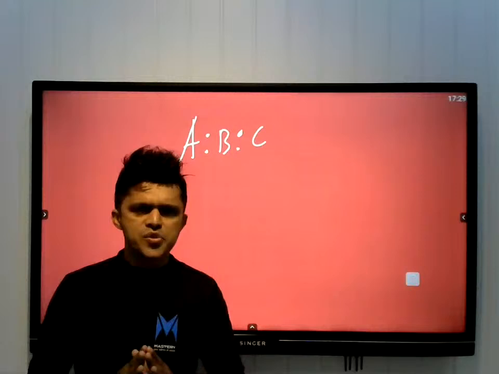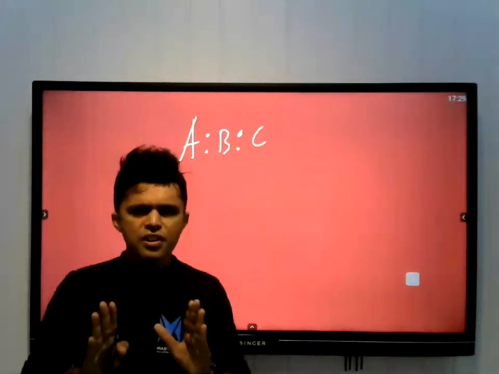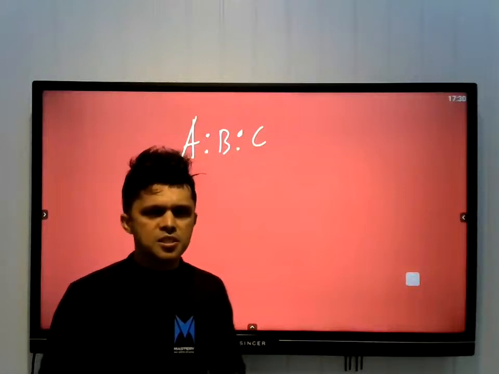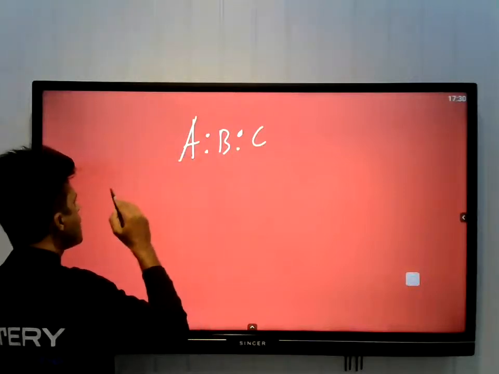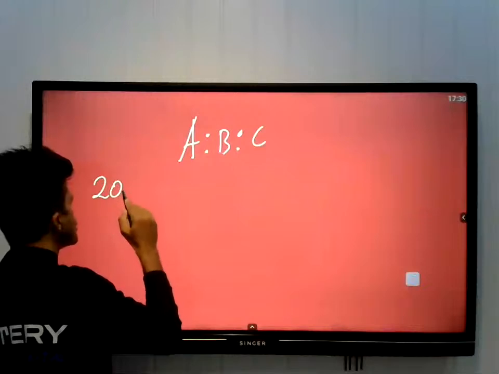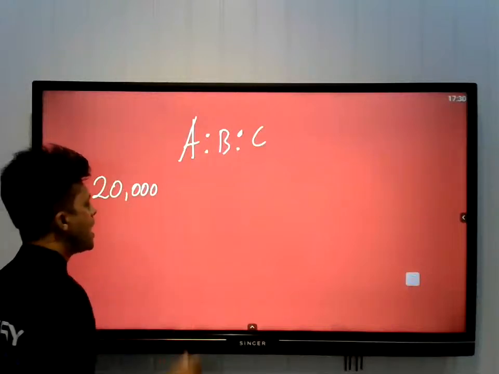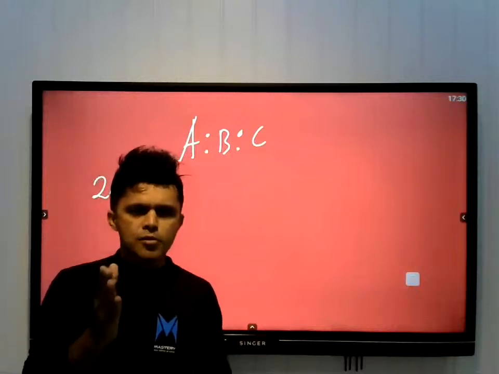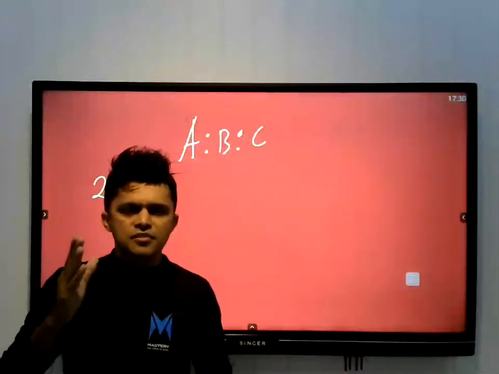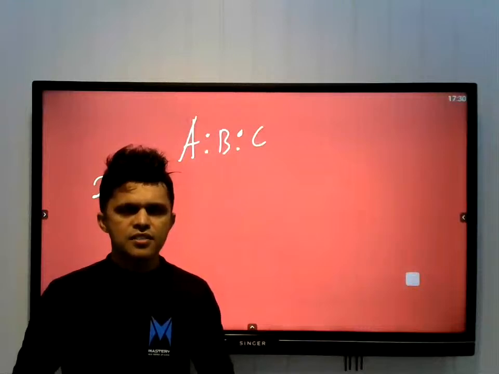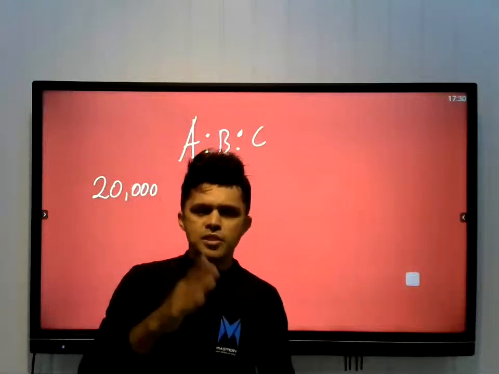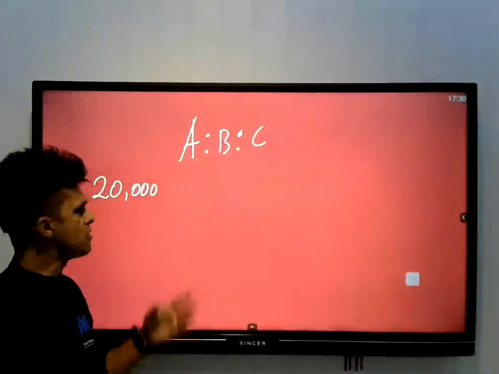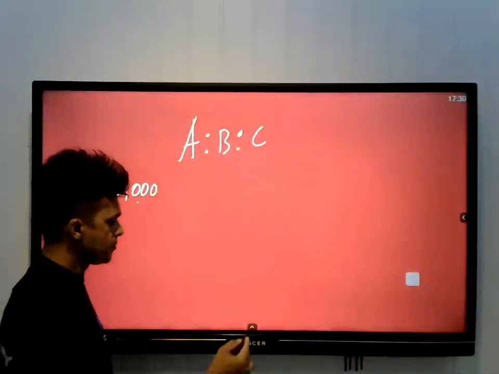Here is a very, very important question. Bear in mind this. So these three persons are going to start a business. A invests in the business 20,000 rupees. On the first of January, he joins the business. The guy who starts the business is A, investing 20,000 rupees.